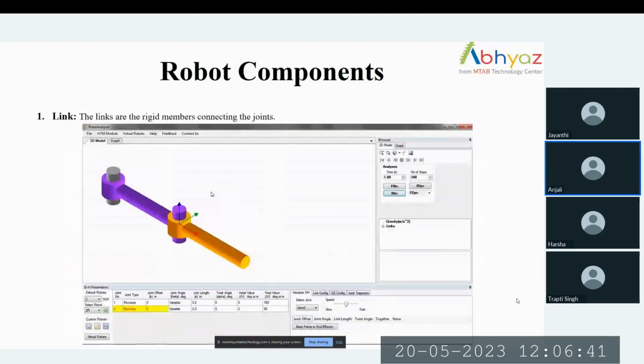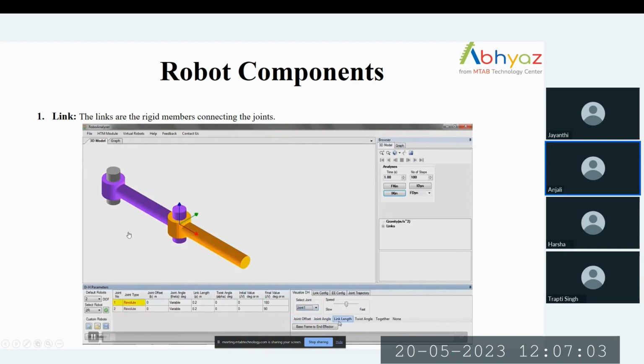So there are some components which are used in the robot. The first is the link. A link is a rigid member which connects two joints. You can see in this video that the link can be defined by the distance between the two joints in the x direction. Let me show you this. For joint 1, you can see the movement in the x direction from joint 1 to joint 2.